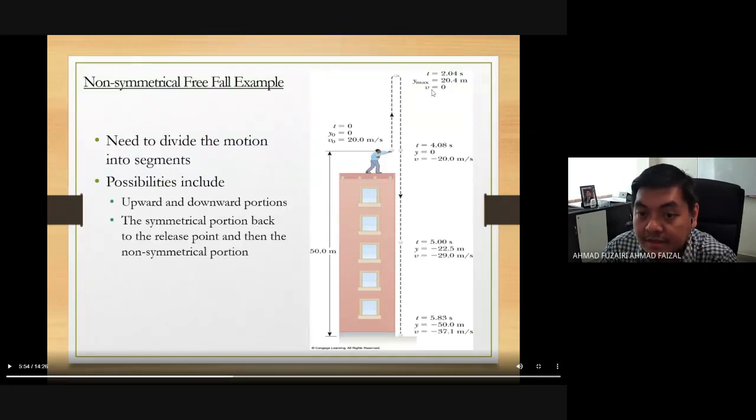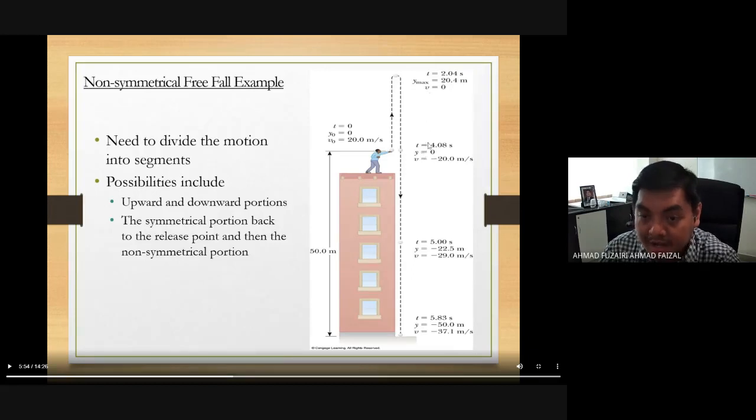At time t, the final velocity v. At the top, the maximum height, the final velocity is 0, and you can see the final velocity on the way down has become a negative value: negative 20, negative 29, negative 37.